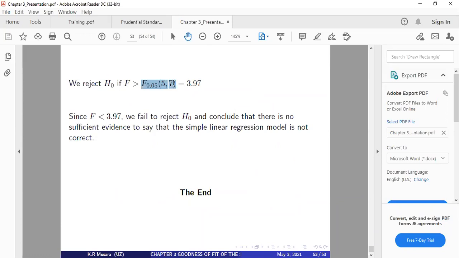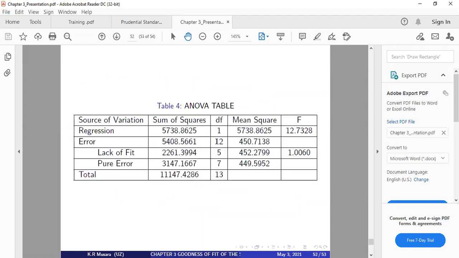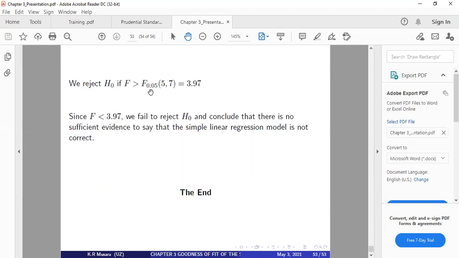So where are they getting these degrees of freedom? They're checking for the pure error and for what? For lack of fit, which is 5 and 7. And then they go to the F tables under 0.05. This 5 is for the numerator, this 7 is for the denominator. You get 3.79. So now you're comparing the F statistic that you obtained, which is 1.0, which is actually less than this one from the critical table.